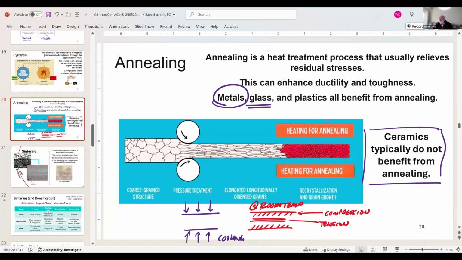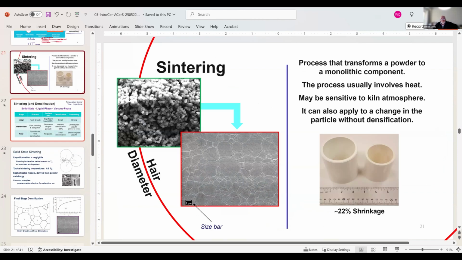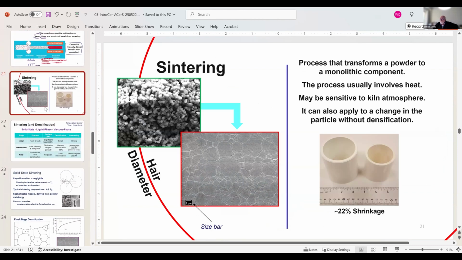So this is our 10 o'clock break. Let's be back at, because the next thing we're going to do is sintering, and that's going to take us a few minutes to go through sintering. So I don't want to start sintering and make it 20 after. So let's say we're back here about 10 minutes after 10. Does that work for everybody? Good. See you at 10:10.